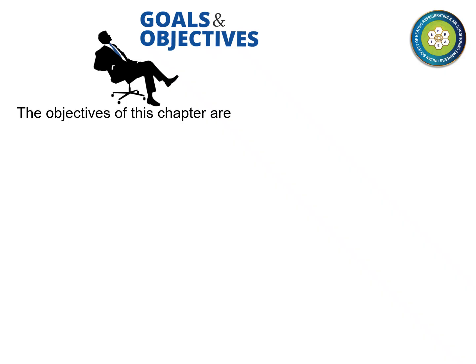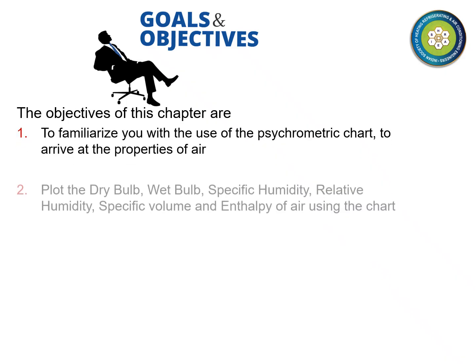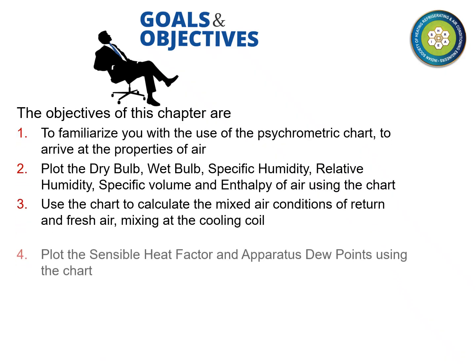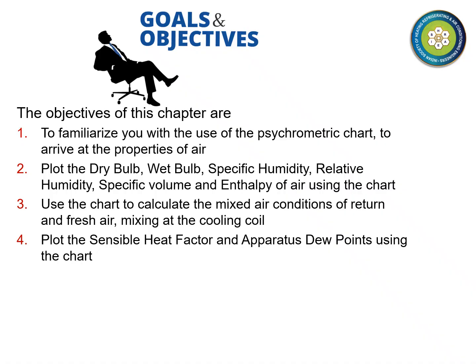The objectives of this chapter are: 1. To familiarize you with the use of the psychrometric chart in order to arrive at the properties of moist air. 2. To plot the dry bulb, wet bulb, specific humidity, relative humidity, specific volume and enthalpy of air using the chart.